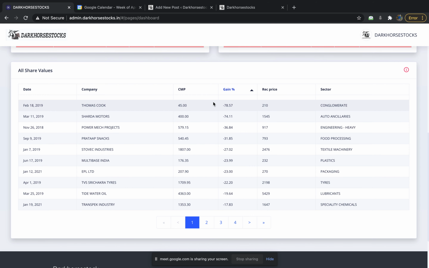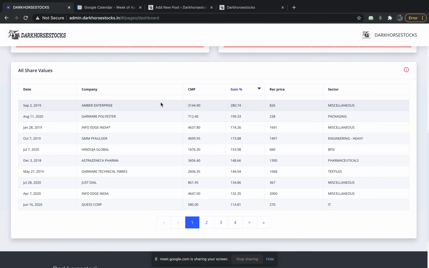For example, if you check, the top losers are Thomas Cook, as we discussed, Sharda Motors, Power Mac Projects, which is an infrastructure company, Pratap Snacks, and Stovek Industries. And if you check the top gainers, you can see that Amber Enterprises has delivered a 280% return, Garware Polyester 200%, and Info Edge 180%. Sometimes the stock falls after achieving a significant upside. We are trying to embed the same feature into this dashboard.